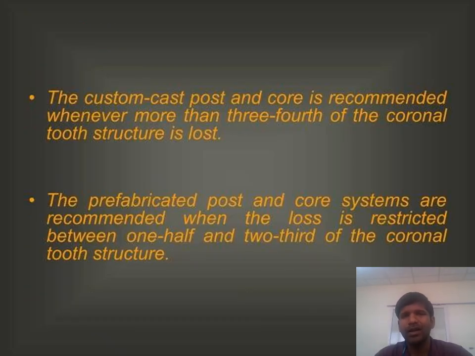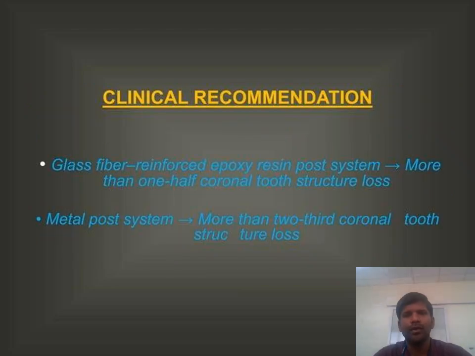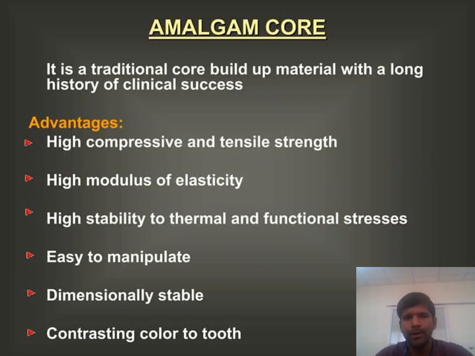So the custom made cast post and core is recommended whenever more than 3/4 of the coronal tooth structure is lost. The prefabricated post and core systems are recommended when the loss is restricted between 1/2 and 2/3 of the coronal tooth structure. Coming to the clinical recommendation, if more than 1/2 of the coronal tooth structure is lost, we can place a glass fiber reinforced epoxy resin post system. In case of more than 2/3 coronal tooth structure loss, a metal post system is recommended.